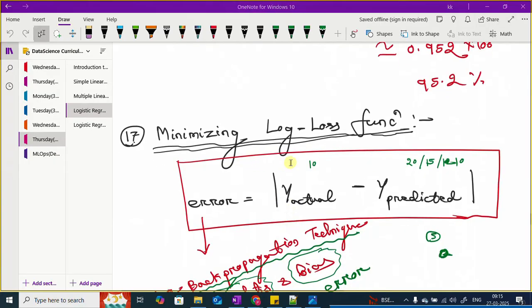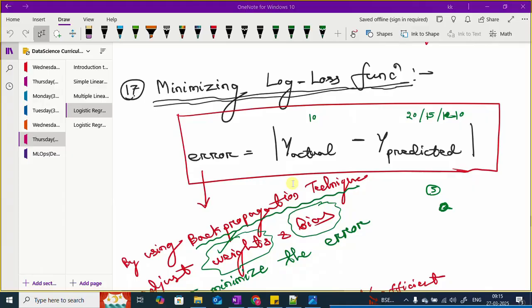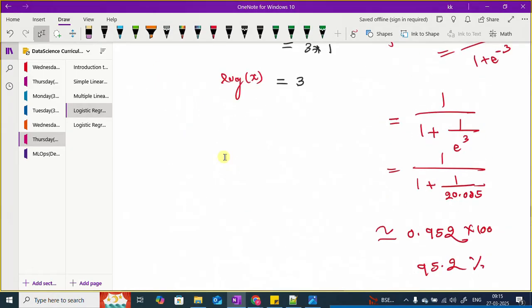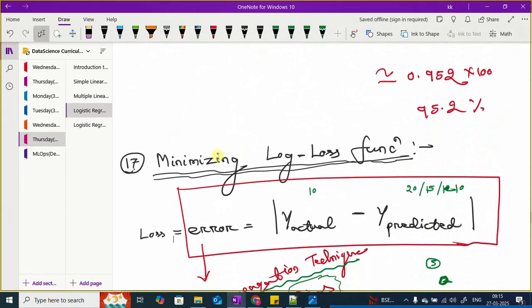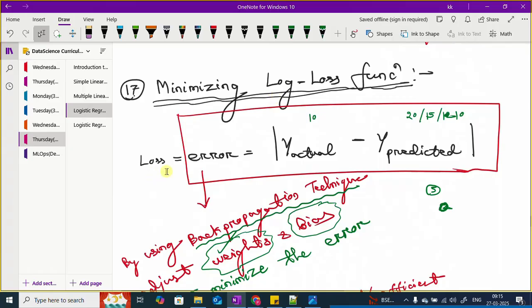Then how to minimize the log loss function? As I told you, the loss function is nothing but the error term, or loss. You may think that sir has written error, but I'm talking about loss. Loss or error, all are the same, right? I'm taking log loss because I'm deriving it by taking the log. So how to minimize that log loss function? Loss is nothing but error, which is the difference between the actual value and the predicted value.